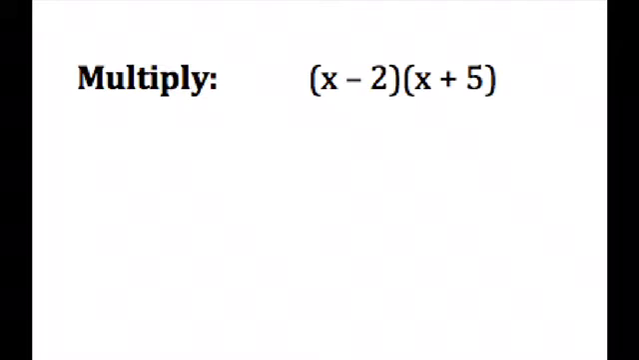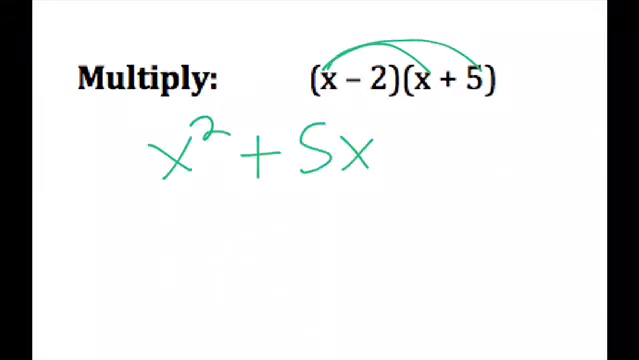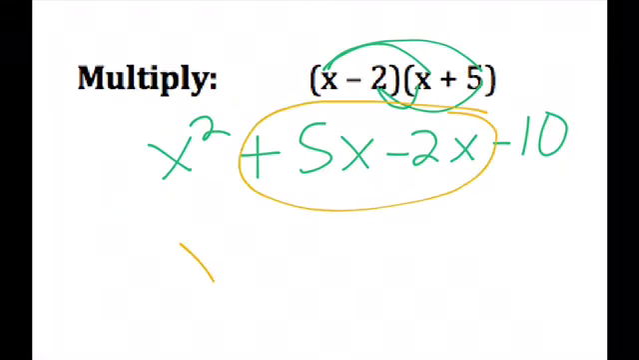Okay, so if we were to multiply this out, let's go forwards first, then we'll go backwards. We would do x times x, which is x squared, x times 5, which is 5x, negative 2 times x, which is negative 2x, and then negative 2 times 5, which is negative 10. We would see that we have like terms right here, so my answer would be x squared plus 3x subtract 10.